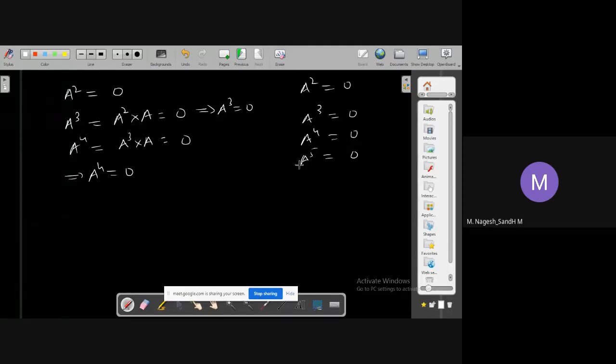Now which one do you have to take as the index? The minimum one, the least value. Where did you get the least one? A square equal to 0. This 2 is called the index. You might say A cube is 0, therefore 3 is also an index, but the index is the minimum, least value at which the matrix becomes 0. Here at power 2 it is 0, therefore 2 is the index, not 3, 4, 5. Okay, I hope you understood.